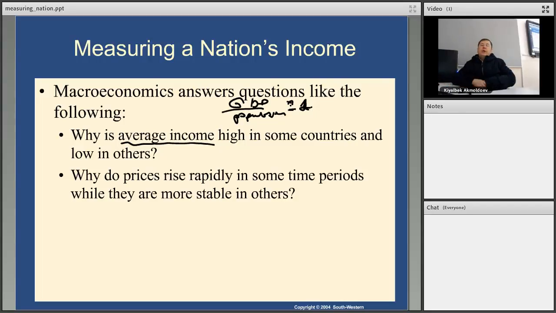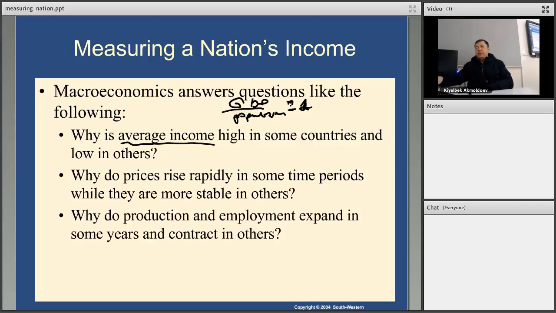Question 2 that macroeconomics studies is, why do prices rise rapidly in some time periods while they are more stable in other periods? So why do the prices for goods and services increase in some seasons or at some time, and why are they stable at other times? Again, macroeconomics answers this question.